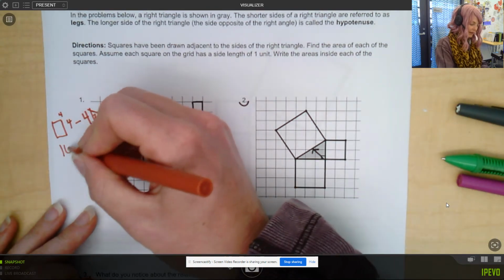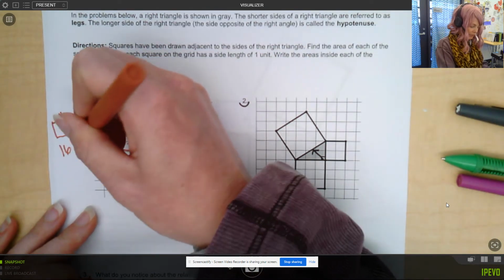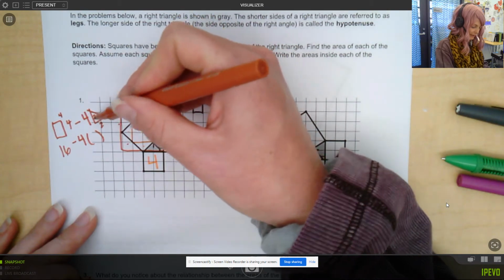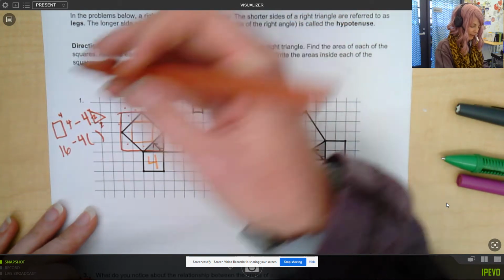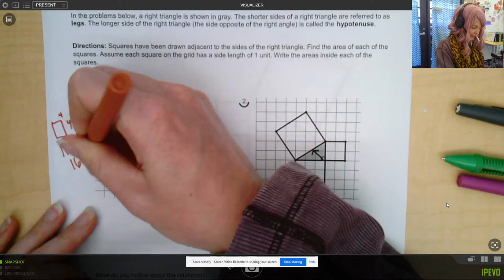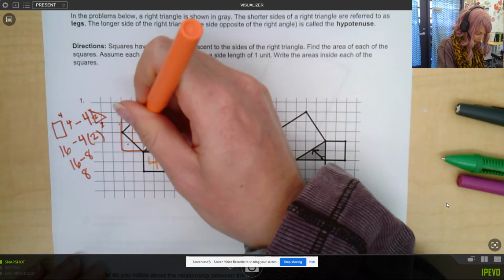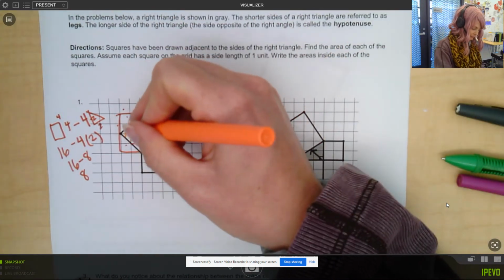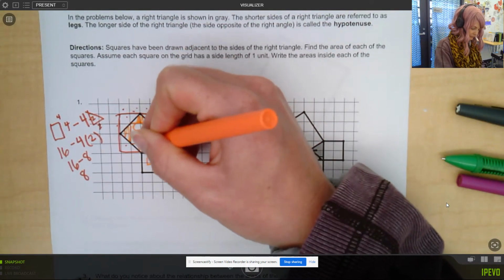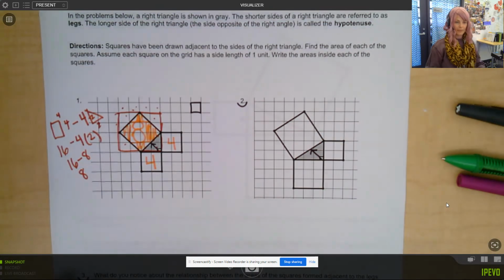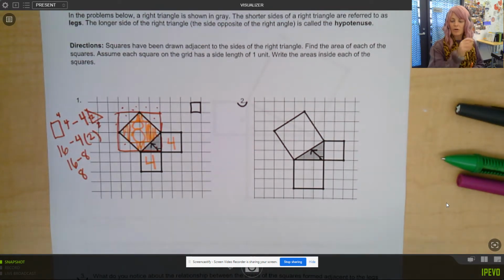So 4 by 4, that's an area of 16, minus 4 triangles. The area of a triangle is base times height divided by 2. So 2 times 2 is 4, divided by 2 is 2. So 16 minus 8 is 8. So this square has an area of 8. Do you notice anything interesting about those numbers? Maybe a relationship here? Okay, let's move on to the next one.